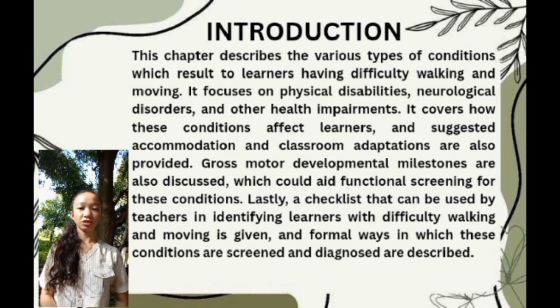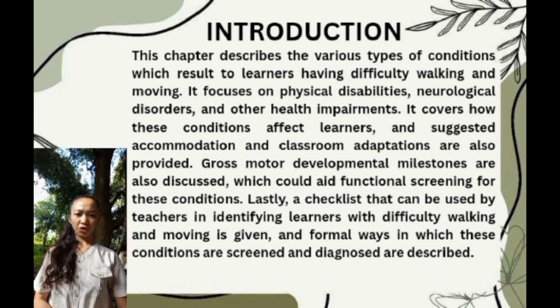It covers how these conditions affect learners, and suggested accommodations and classroom adaptations are also provided. Gross motor developmental milestones are also discussed, which could aid functional screening for these conditions. Lastly, a checklist that can be used by teachers in identifying learners with difficulty walking and moving is given, and formal ways in which these conditions are screened and diagnosed are described.